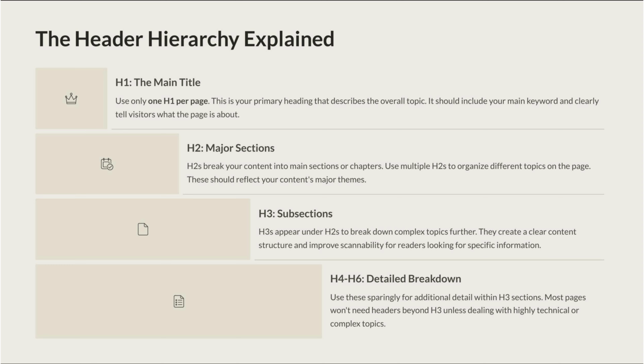The H1 is your page's main title, used once to encapsulate the primary topic with a key keyword. H2s divide content into major sections, reflecting main themes. H3s further dissect these sections, enhancing clarity. H4 to H6 provide additional detail within H3s, but are rarely needed unless the content is highly technical.